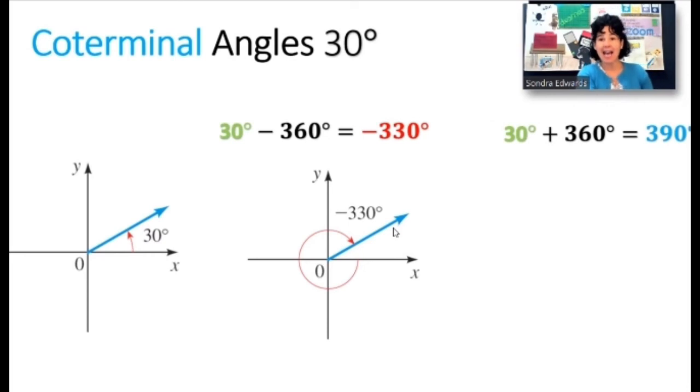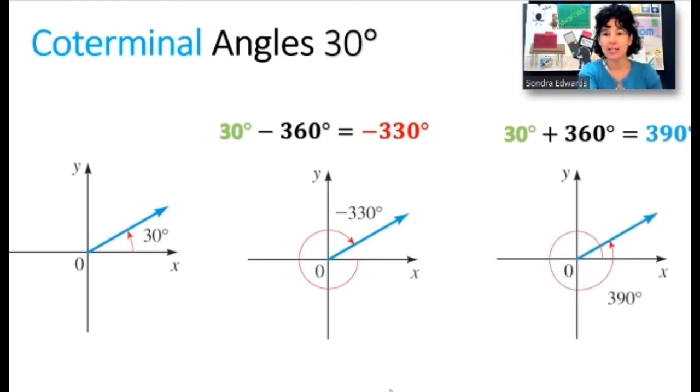If I add 360 degrees to 30, I get 390. So let's graph 390 degrees. That would require us to do one complete circle and a little more. But notice again, all three of these angles, the terminal sides are in the same location. There are an infinite number of coterminal angles because I could not just add 360, maybe I go 30 plus 360 plus 360, and I'm going to land in the same location.